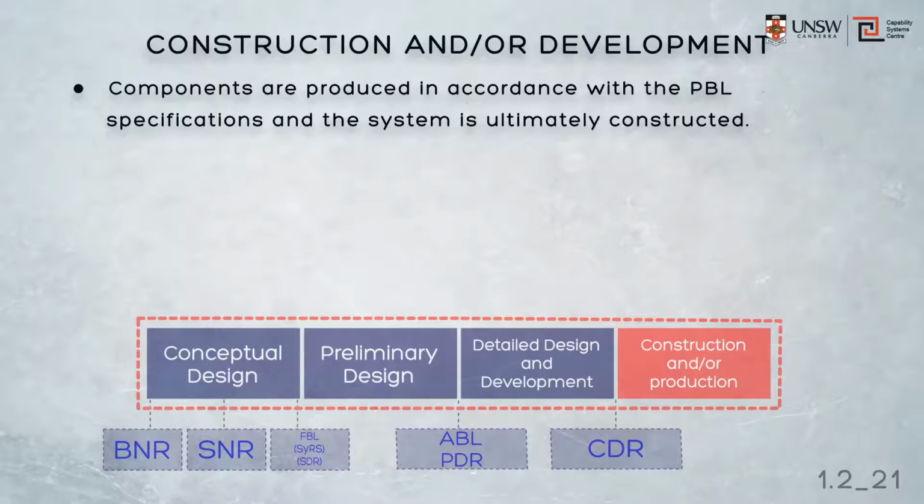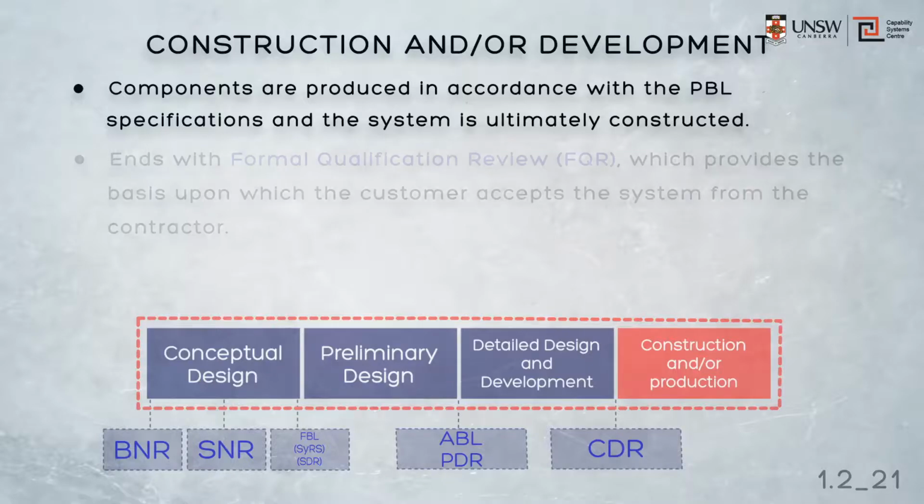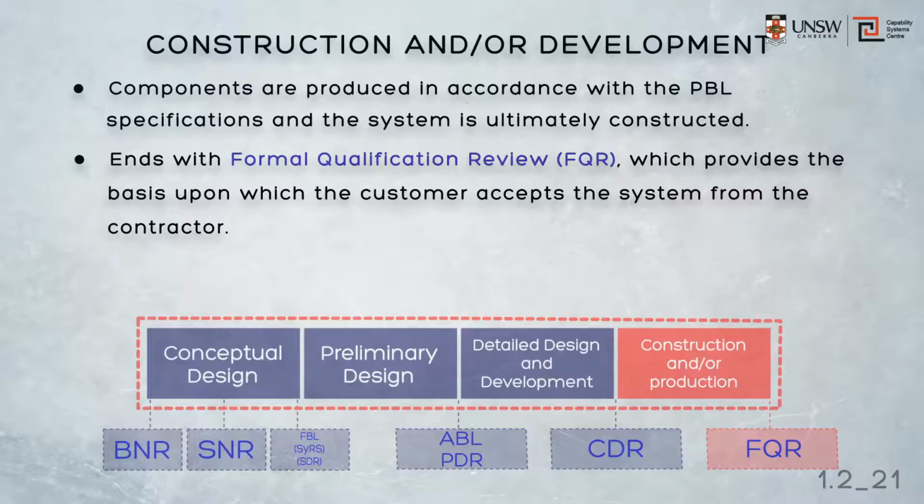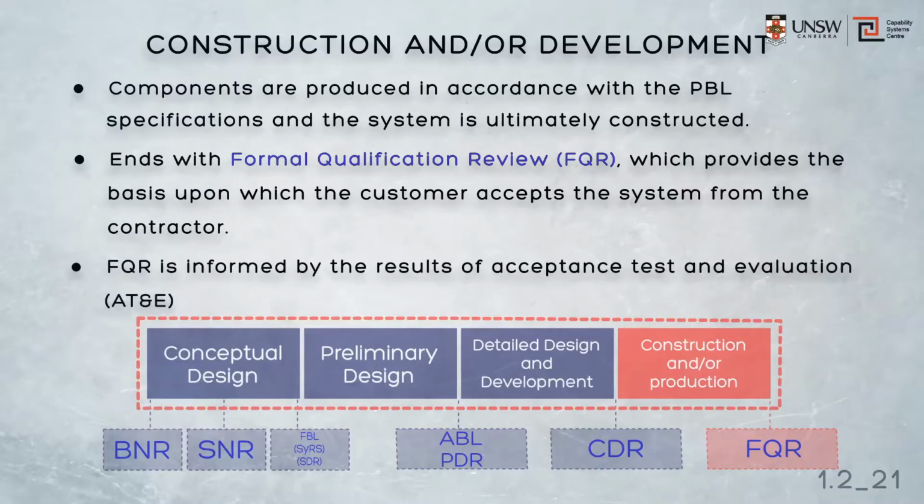Construction and/or production and the acquisition phase then ends with what's called a formal qualification review, often also called acceptance test, which provides the basis upon which the customer accepts the system from the contractor. The FQR is informed by the results of what's called AT&E, Acceptance Test and Evaluation, which we'll talk more about later.